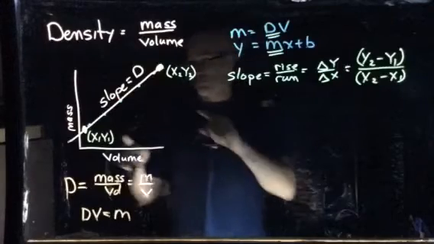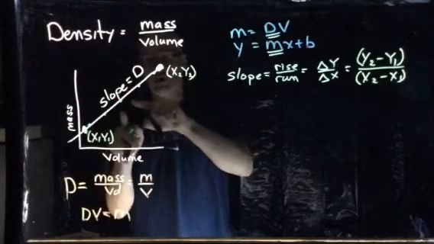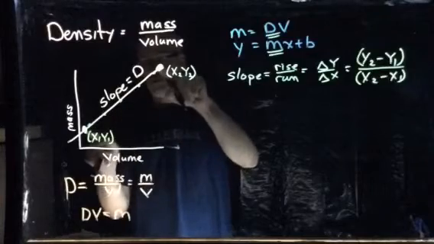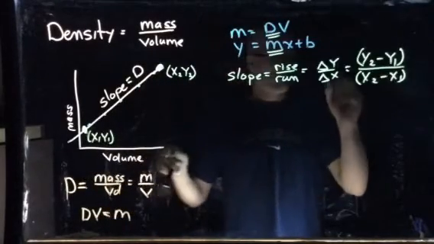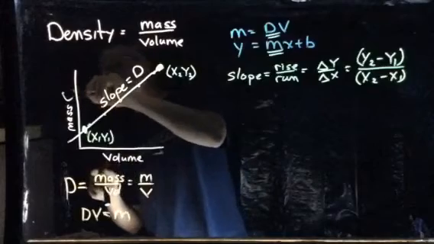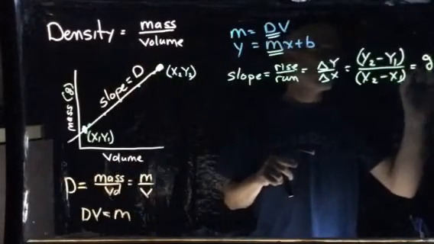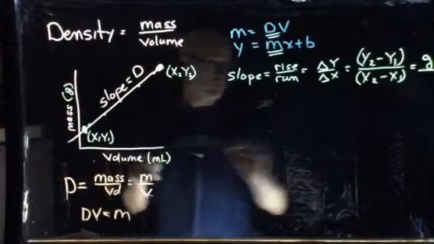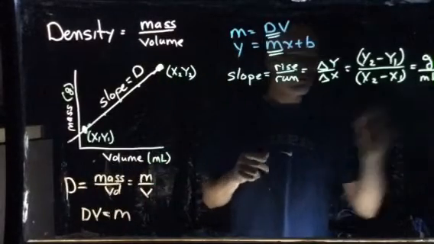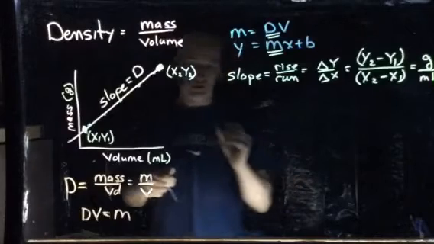When doing slope, you always want to take the two extremes like I'm doing there. Don't take points that are on the line, but you want the average of the whole line, so you go to the two extremes. And since the y-axis was mass in grams, this is going to be grams, and the x-axis is volume in milliliters. So we have milliliters here. So that's one way of finding the density.